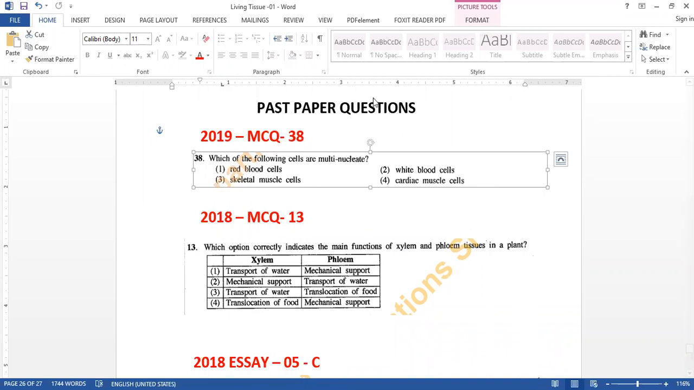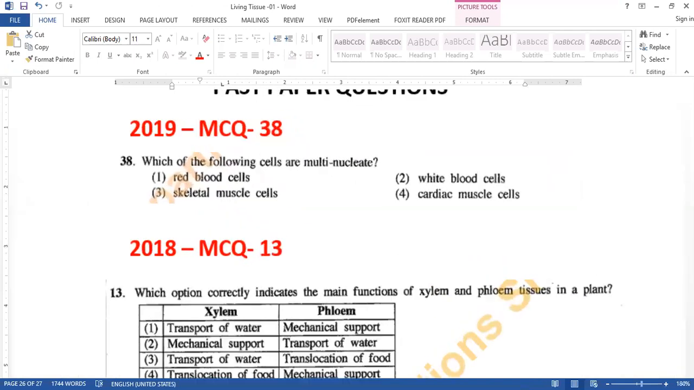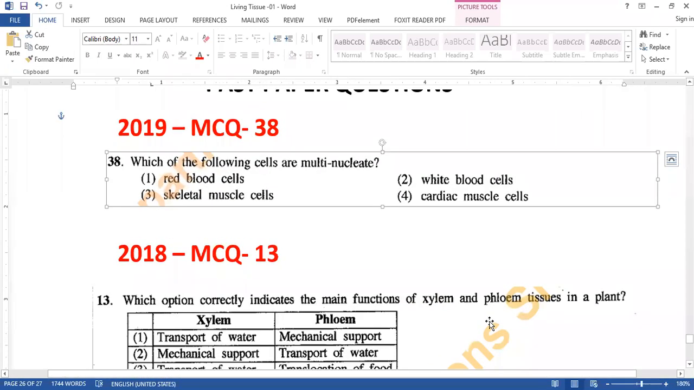Past paper question number one, 2019 MCQ 38. Look at this past paper question. Which of the following are multinucleated cells? What is the answer? The first one is red blood cells. The second one, white blood cells, and skeletal muscle cells, and the cardiac muscle cells. What could be the answer?